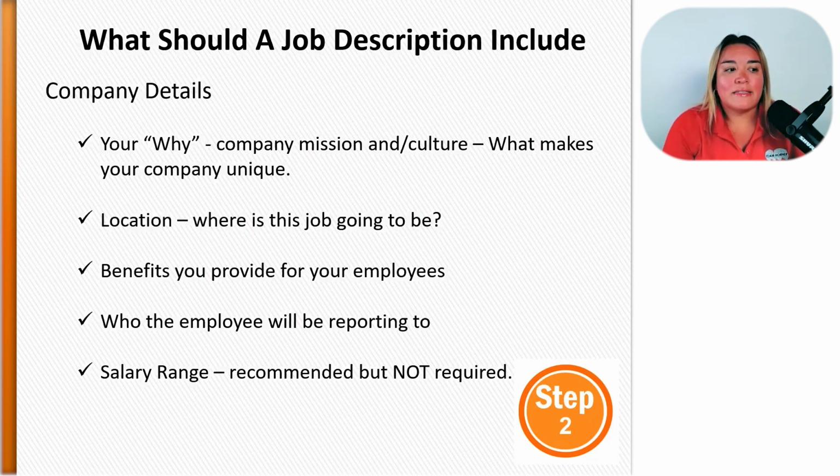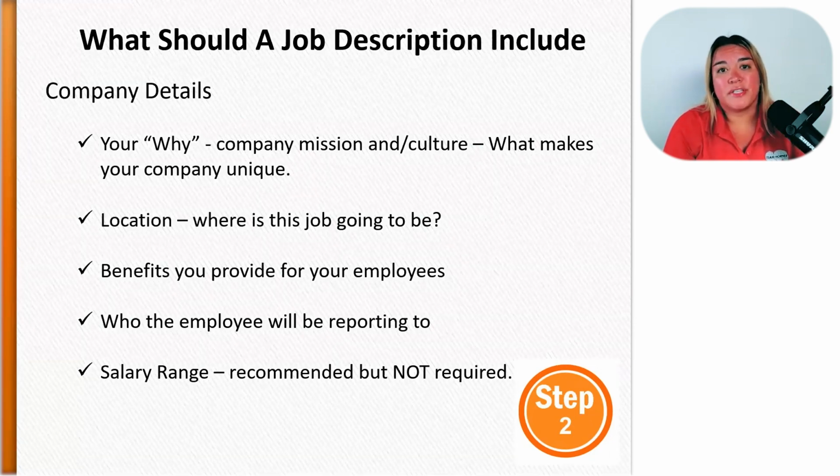And lastly, salary range. While salary ranges are not required, I strongly recommend that you do include them in your job description and/or your job posting. It will help eliminate people that may be overqualified or will not consider the range that you are offering for that position.